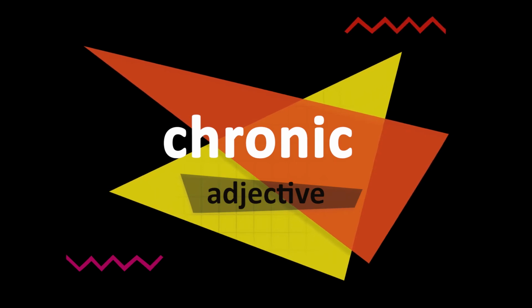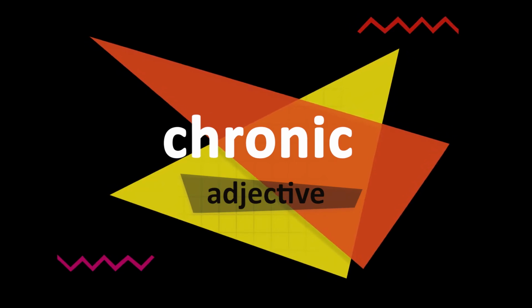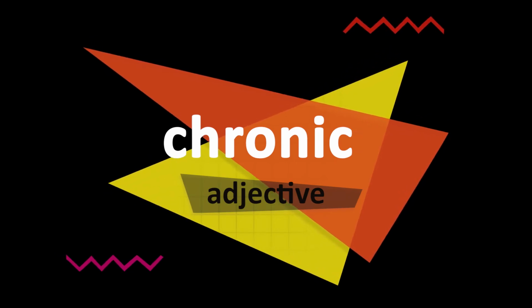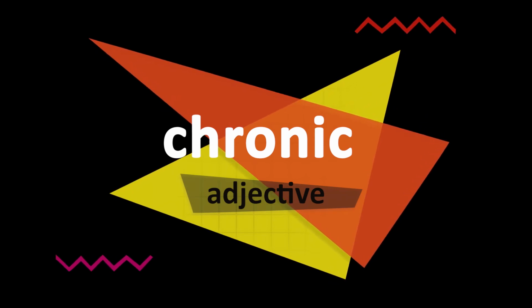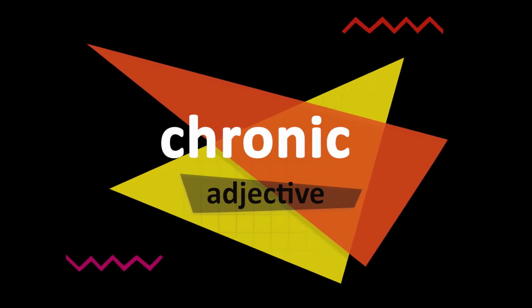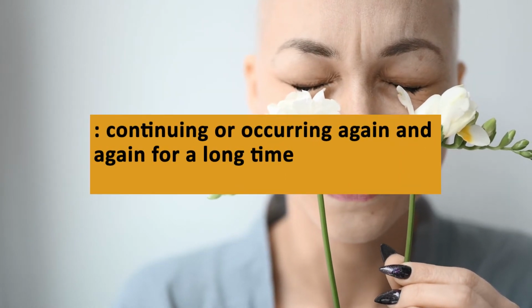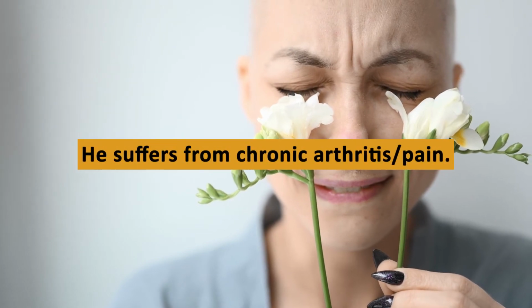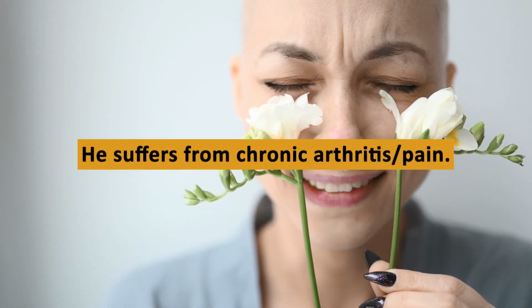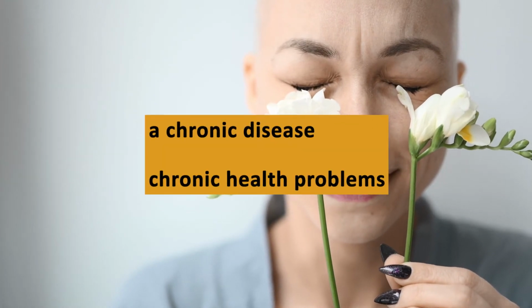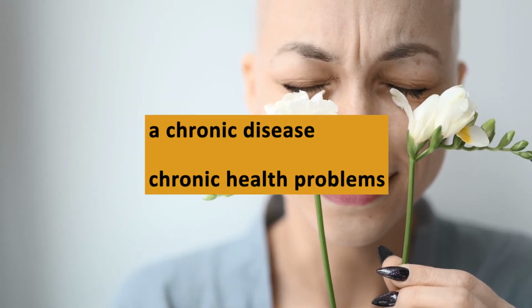The next word is chronic. Can you say it? Chronic. And this word is an adjective that means continuing or occurring again and again for a long time. For example, he suffers from chronic arthritis or chronic pain. So we often talk about a chronic disease or chronic health problems.